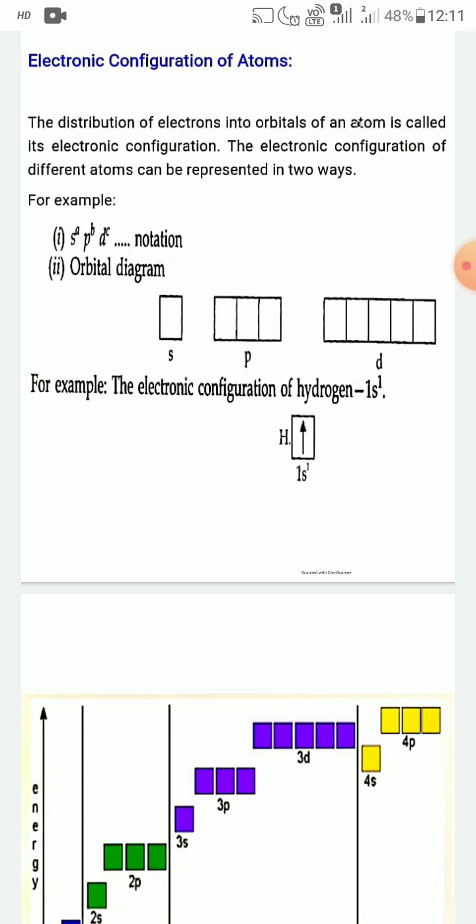For example, the electronic configuration of hydrogen: the atomic number is 1. So there is 1 electron in the hydrogen atom, and you have to arrange this 1 electron in the 1s orbital. So the electronic configuration of hydrogen becomes 1s1. You have to write the number of electrons as the power of the orbital.